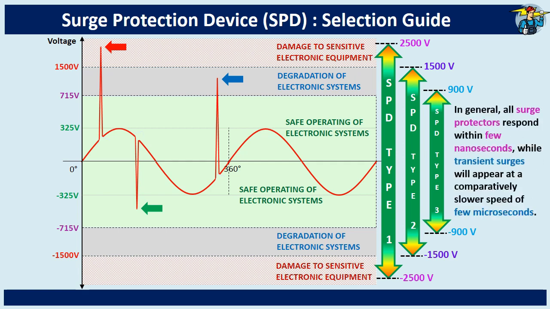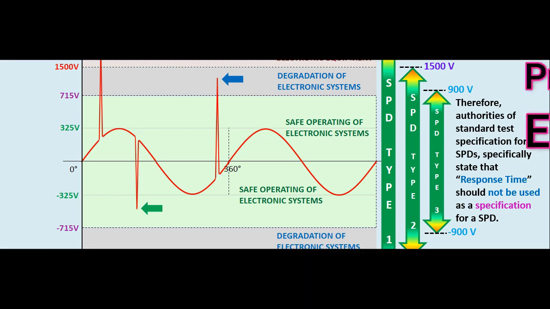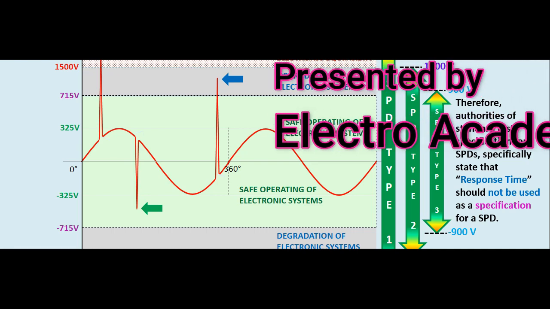In general, all surge protectors respond within a few nanoseconds, while transient surges appear at a comparatively slower speed of a few microseconds. Therefore, the standard test specification for SPDs specifically states that response time should not be used as a specification for an SPD. I hope you now have a clear idea of how different types of SPDs work to protect electrical and electronic equipment from transient surges.